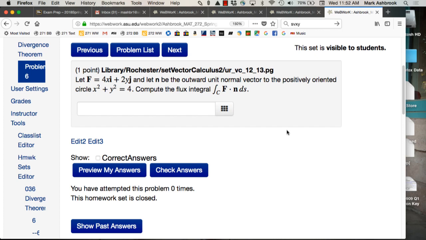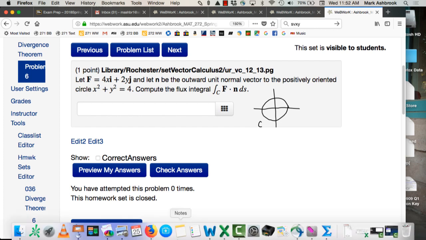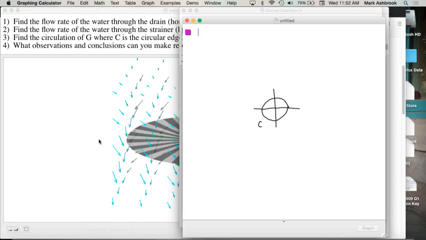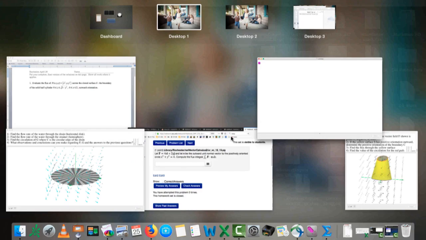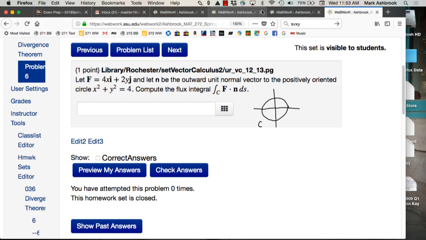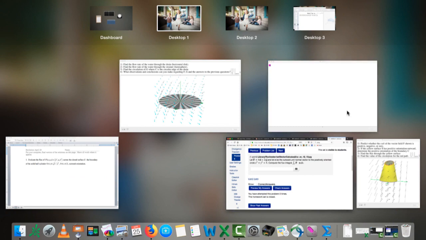Okay, so we've got this circle with radius 2. And that's C. And so they're talking about this vector field 4x plus 2y. Let's do this in just a second. What is the vector field? 4x plus 2y, x squared plus y squared equals 4.